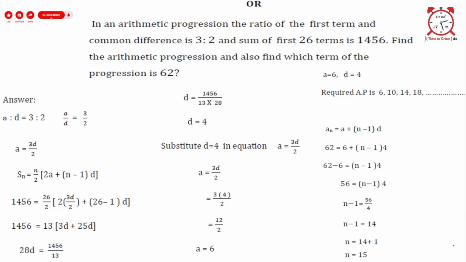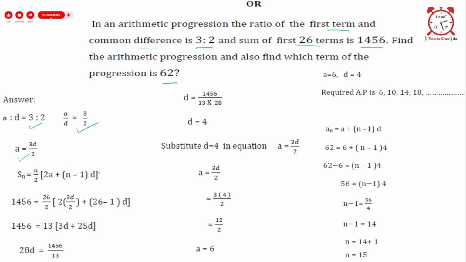Here also there is an internal option for this sum. In an arithmetic progression the ratio of the first term and the common difference is 3:2, and the sum of the first 26 terms is 1456. Find the arithmetic progression and also find which term of the progression is 62. The ratio is given, so we will write it in that way.